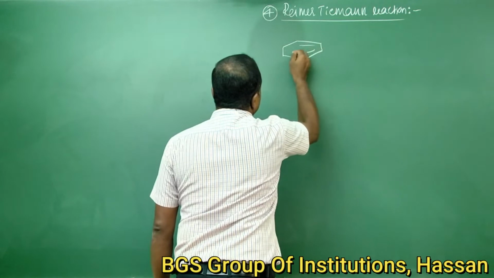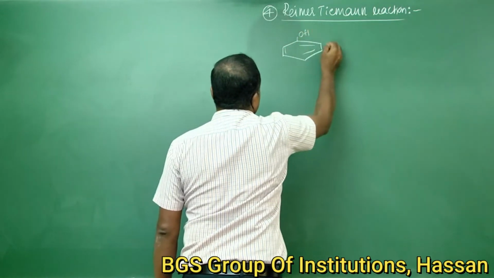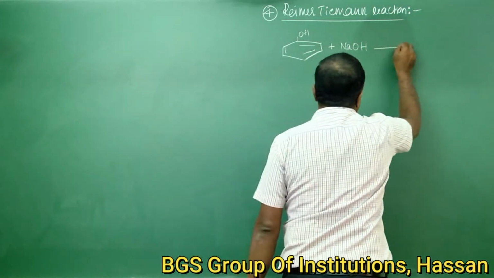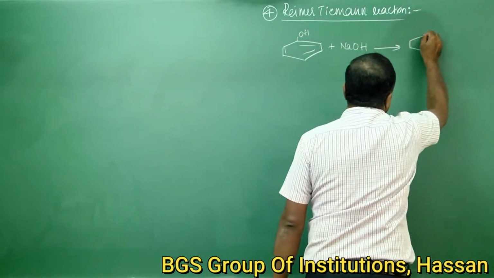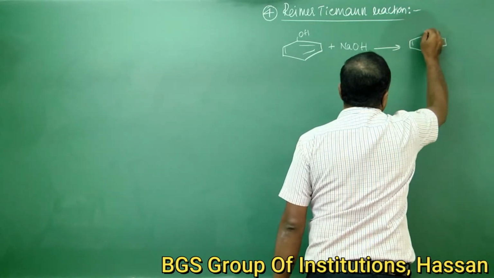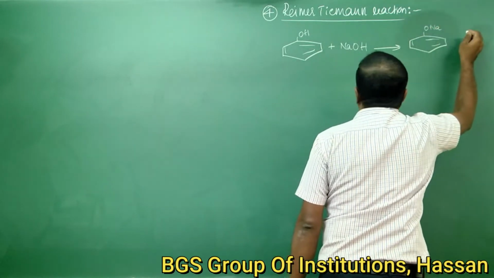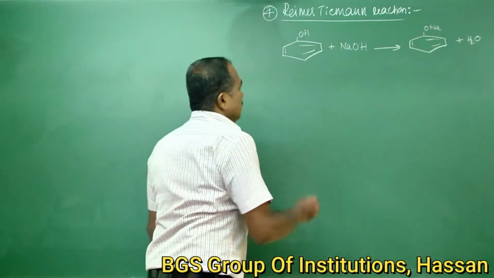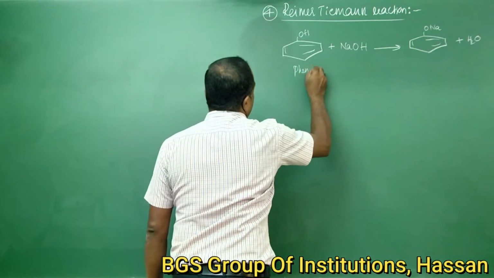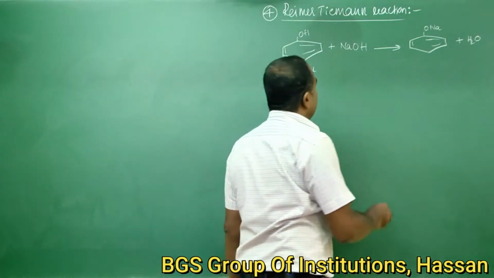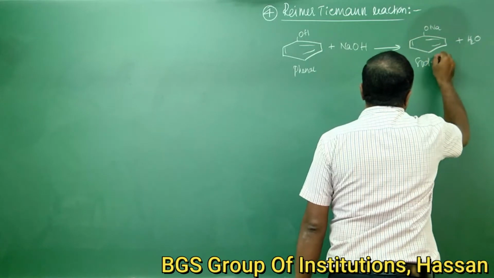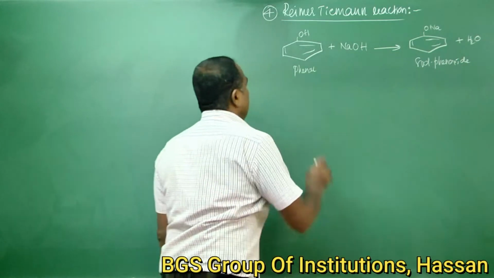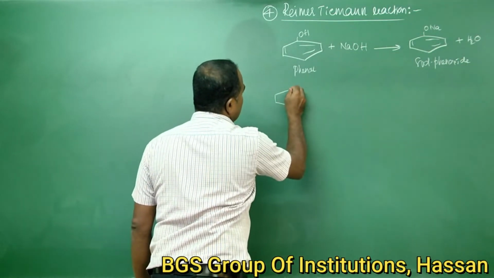Phenol reacts with sodium hydroxide to give sodium phenoxide. Sodium phenoxide, that is benzene ring connected to ONa, plus H2O. This one is phenol. Phenol on heating with sodium hydroxide gives sodium phenoxide.